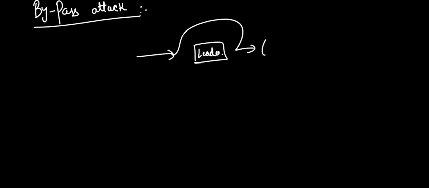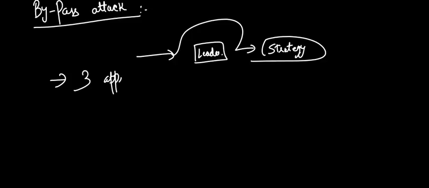The next type of attack is known as the bypass attack. What is this bypass attack? This is the leader. The challenger bypasses the leader and gets a strategy to work out in his favor. This is bypass attack. This is an indirect assault strategy. Here there are three different approaches which can be made as part of bypass attack.